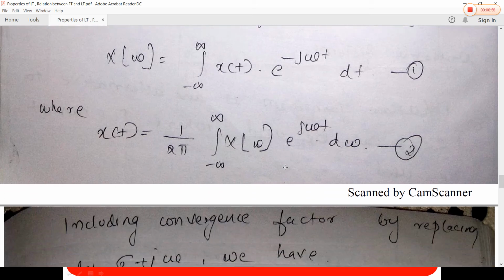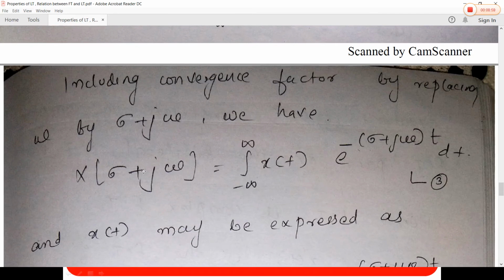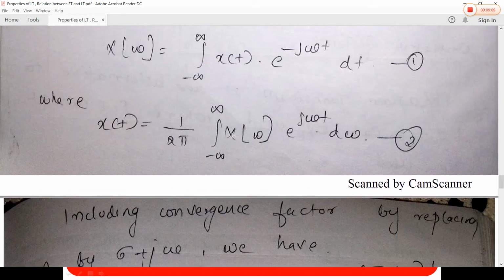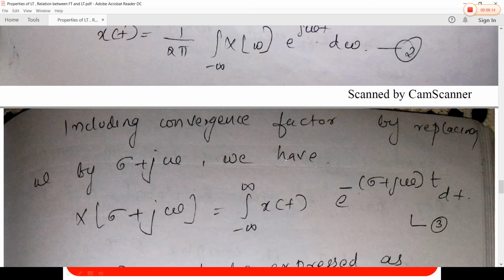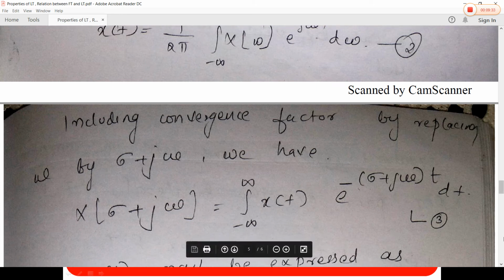That is, the equation of X of omega, equation number 1, can be changed into this form. Including the convergence factor by replacing omega by sigma plus j omega, we can express equation 1 as X of sigma plus j omega is equal to the integral from minus infinity to plus infinity of x of t into e raised to minus (sigma plus j omega) t dt. Here you are just adding sigma to both the LHS as well as the RHS, and that is marked as equation number 3.